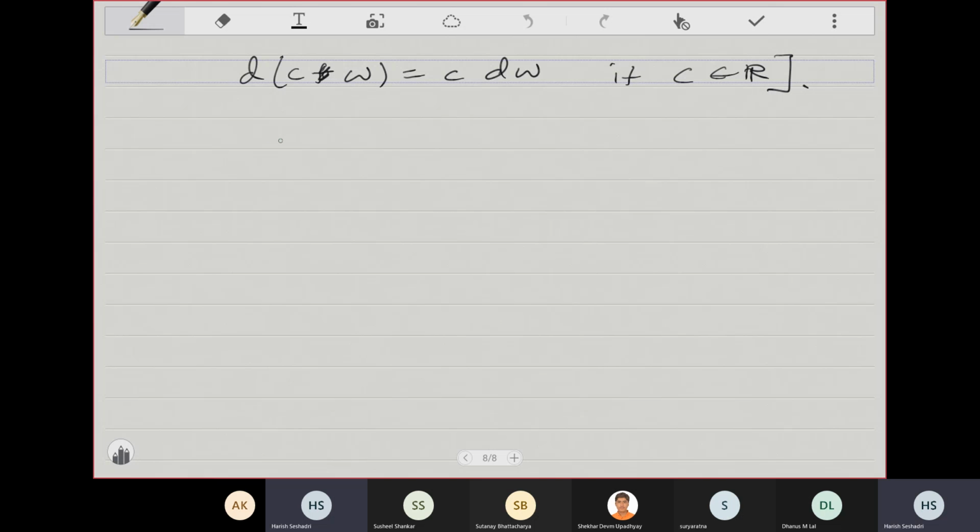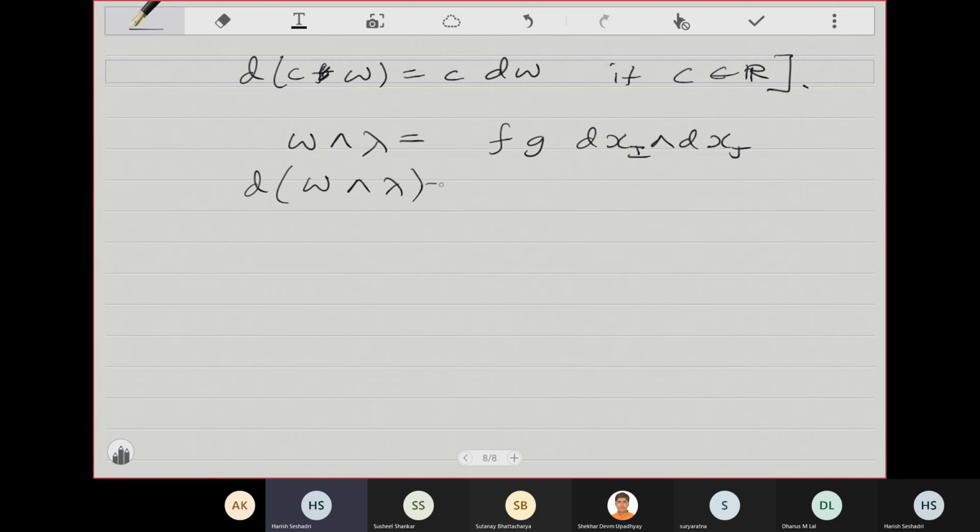So once we have these basic forms, omega wedge lambda will be f times g dxi wedge dxj. Now I want to take d of this. So it will be now, the way we have defined things. The only problem with working with these tablets is that it's very cumbersome to go back several pages. So let me just write down whatever I want to refer to.